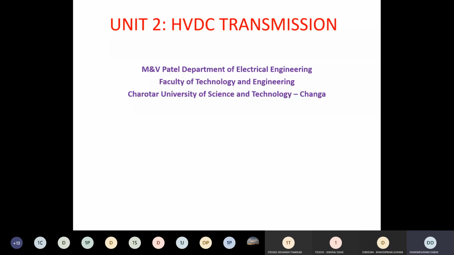So the maximum angle to maintain the stability of the power system is delta equal to 90 degrees. At delta 90 degrees you can transmit the maximum amount of power in the transmission line, because sine 90 is 1, so maximum active power becomes V1 V2 divided by X. Clear? So this is the maximum.